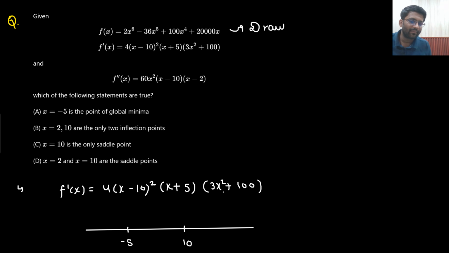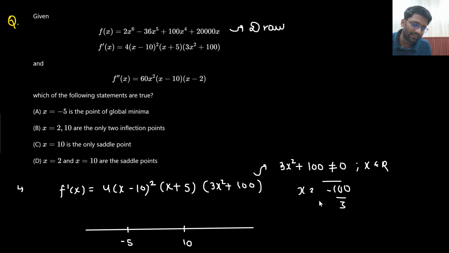From here, will any root come? No. 3x square plus 100 can never be 0 for any real x. What will be the value of x? Sir, the value of x will come out to be minus 100 by 3 under root. Is this value real? No, it is an imaginary value. So for any real x, this will never be 0. So after 10, for x greater than 10, f dash x will be positive. At 10, will it change the sign?